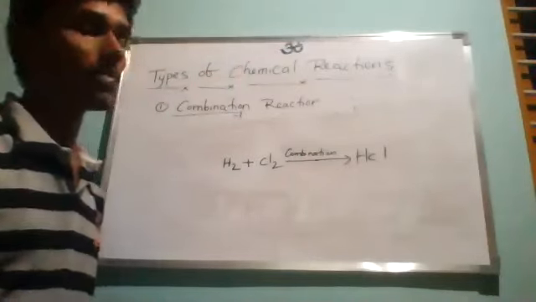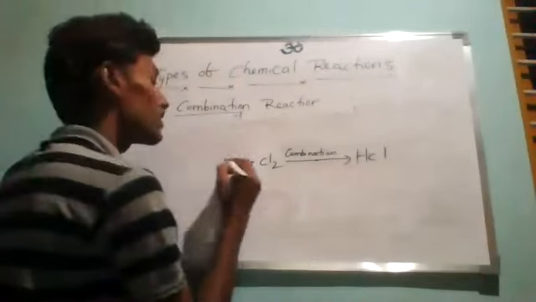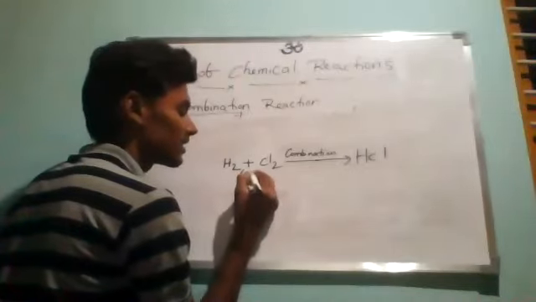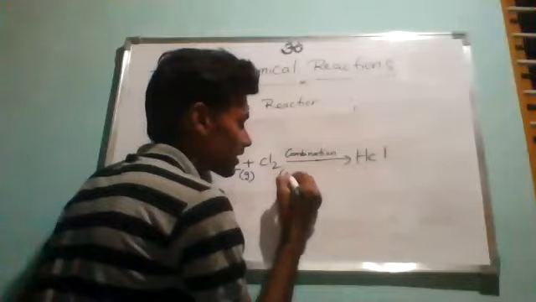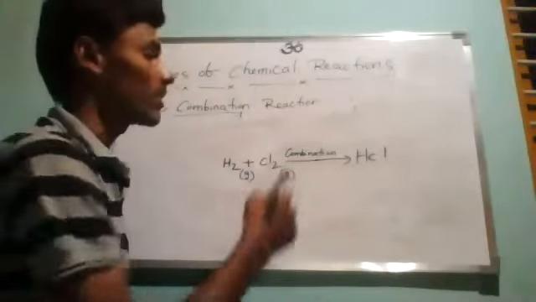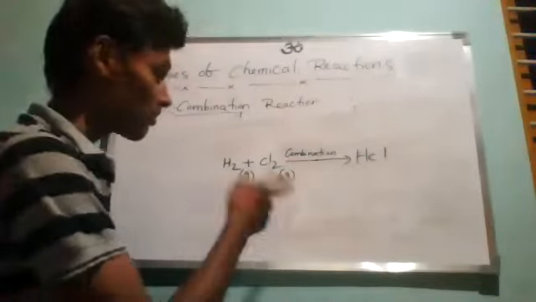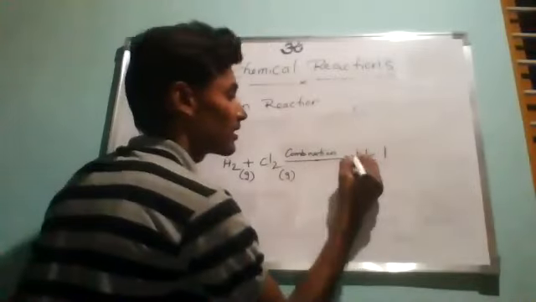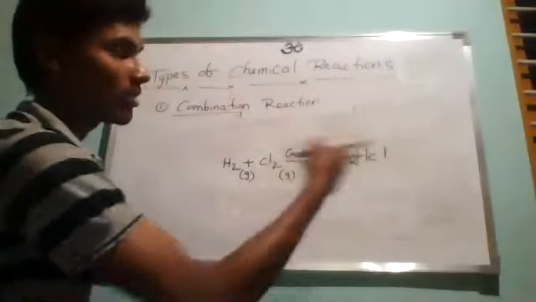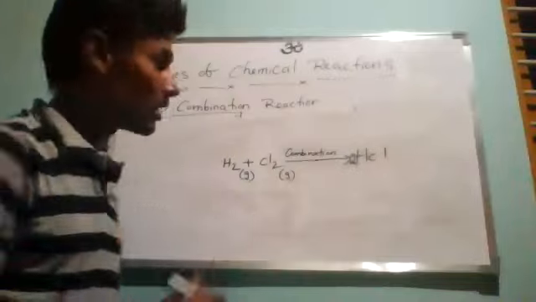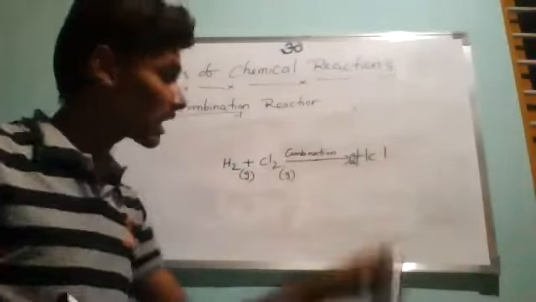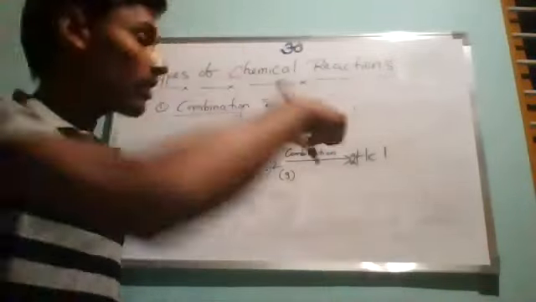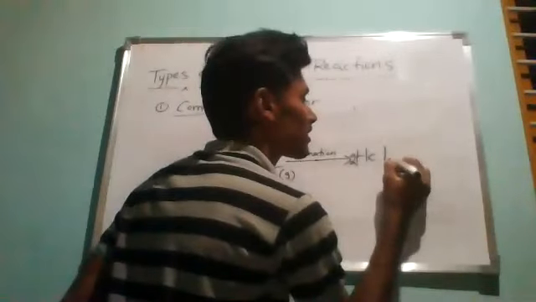Understood? Now I will make it more informative. Basically hydrogen is present in gaseous state, chlorine is also present in gaseous state, and they combine together and form hydrochloric acid. You remember here it is not balanced. I am balancing it now itself. So you can observe now it is balanced. Understood? The product formed by the combination of hydrogen plus chlorine is hydrochloric acid, which is also present in gaseous state.